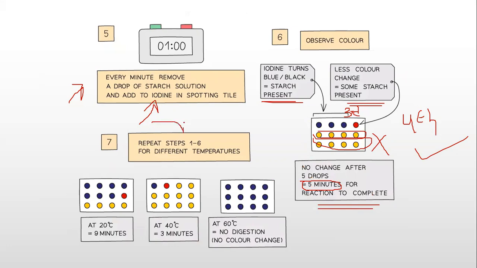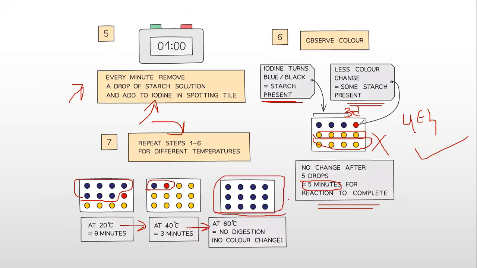Then you repeat steps 1 to 6 for different temperatures. Now you have to do this same procedure at a different temperature. Let's say at 20 degrees Celsius, it took 9 minutes for the starch to completely break down. When you increase the temperature from 20 to 40, it only took 2 minutes. And when you changed it further from 40 to 60, what happened?